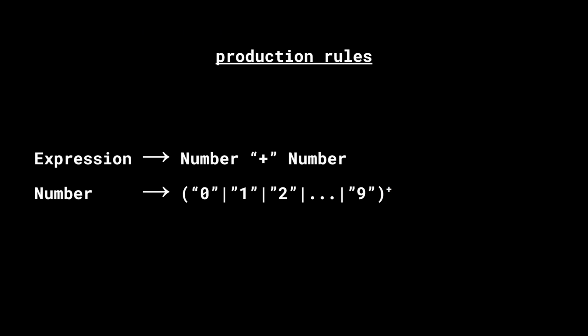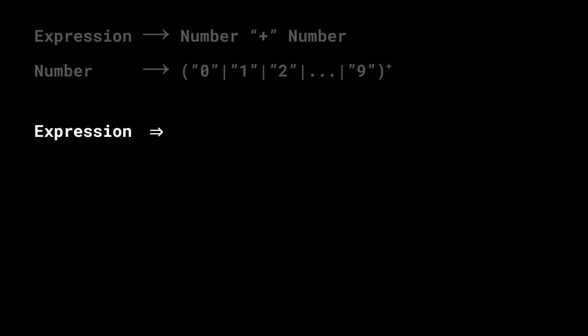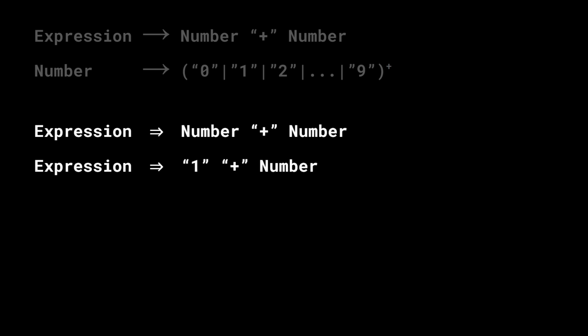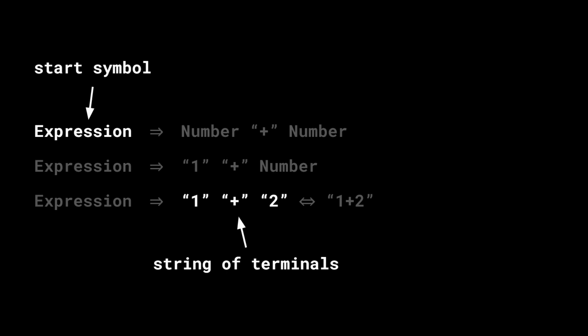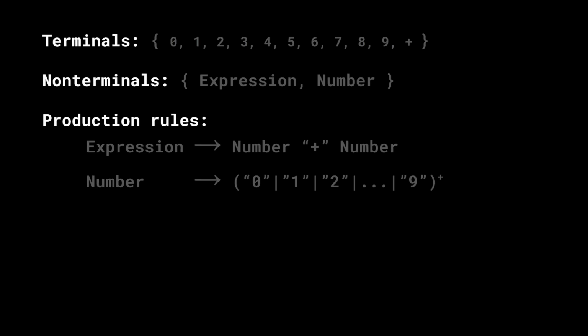These rules are called production rules because starting from the start symbol, which is the non-terminal expression, we can produce any valid string. For example, an expression can be expanded into number plus number. Then we can expand the first number by replacing it by 1. Then we can replace the second number by 2. This process of building a string of terminals from the start symbol is called a derivation. And each of the strings generated by a derivation step is called a sentential form. Together, terminals, non-terminals, production rules, and the start symbol are called a grammar.